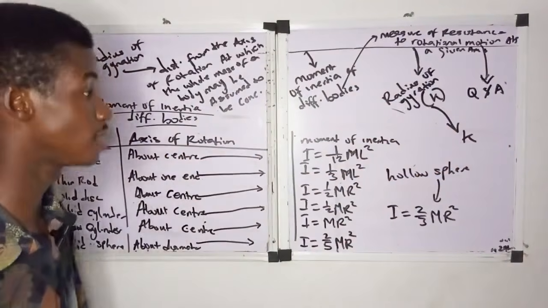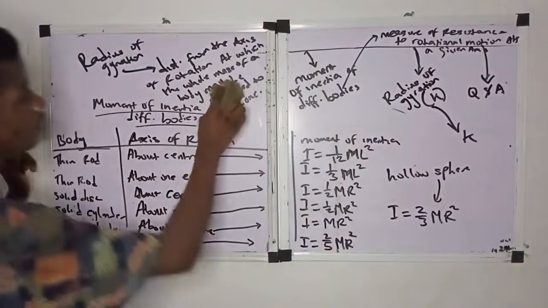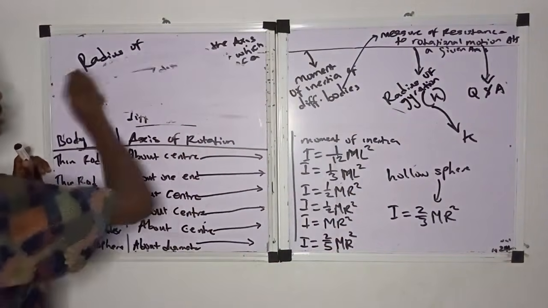It's a constant. So how can I look for the radius of gyration? It's very easy, and this is an exam-based question. It's very rampant in exams.